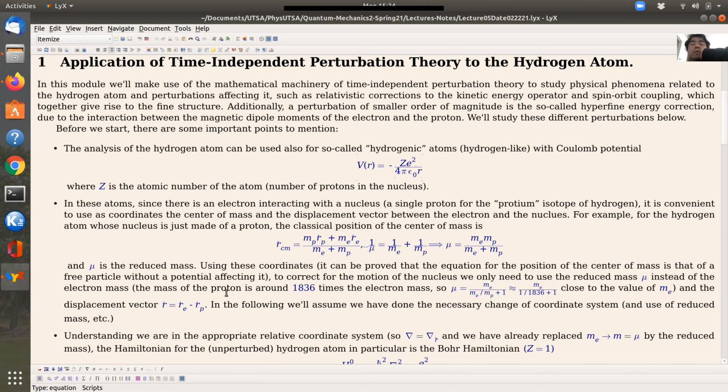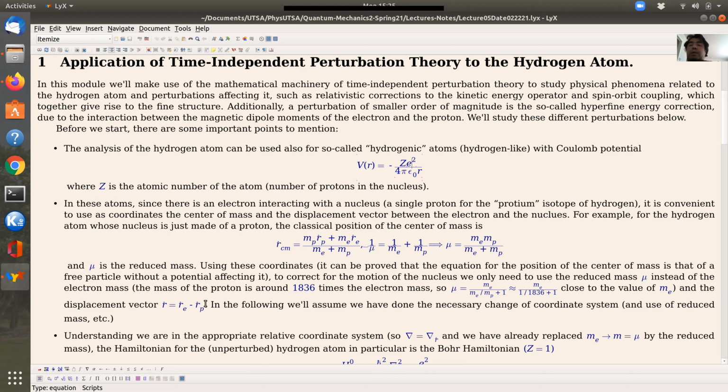Anyway, the reduced mass in this situation is actually close to the value of the electron mass because the mass of the proton is around 1,836 times the electron mass. If you do the calculation by means of the formula above, and you divide conveniently by the proton mass above and below, you'll get this value. This is pretty close to m_e.